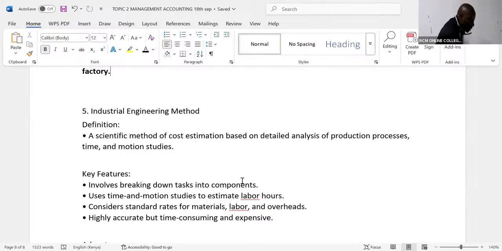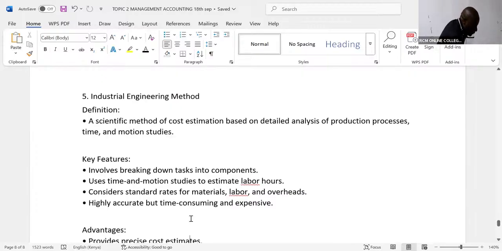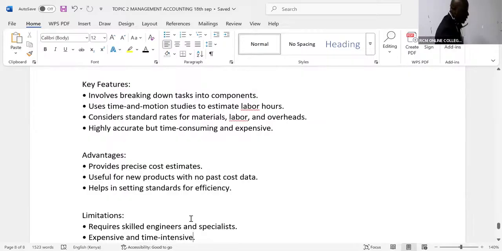Use time and motion studies to estimate labor hours. Consider standard rates for materials, labor, and overheads. Highly accurate, but time consuming and expensive, because you need experts. Ladies and gentlemen, the advantages of this industrial engineering technique, like the one that is being used by quantity surveyors.